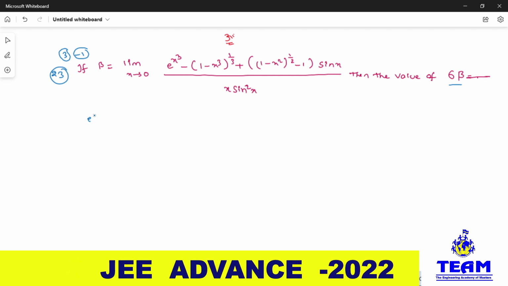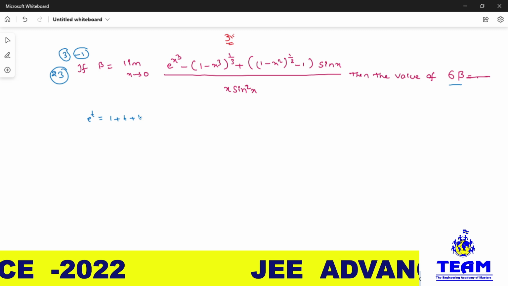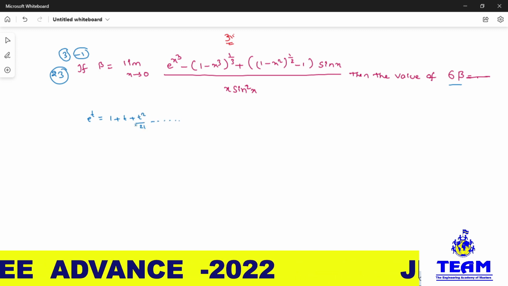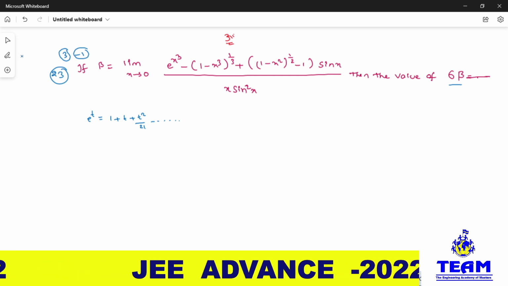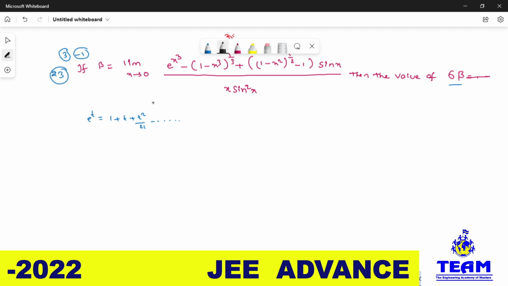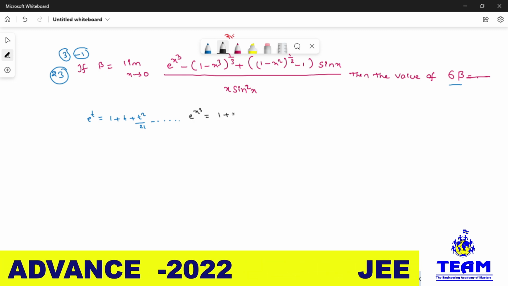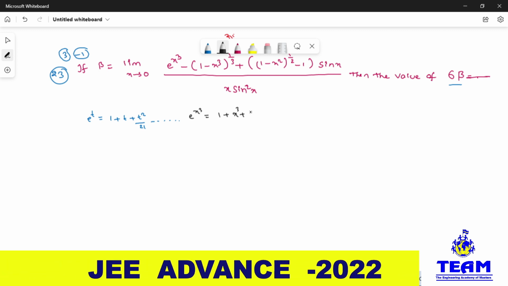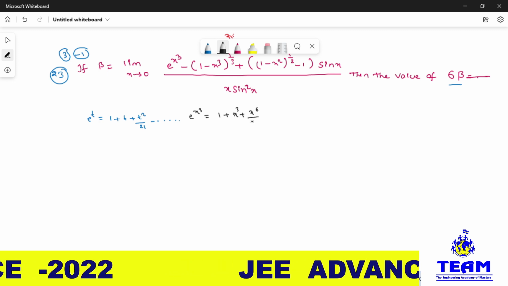Just recall e power t expansion. What do you have? 1 plus t plus t square by 2 factorial and so on. Am I correct? Next, in place of t, what do I have? x cube. Okay, now you put t equal to x cube, then you will have e to the power of x cube equal to simply 1 plus x cube plus x cube whole square by 2 factorial, means it is x power 6 by 2 factorial.